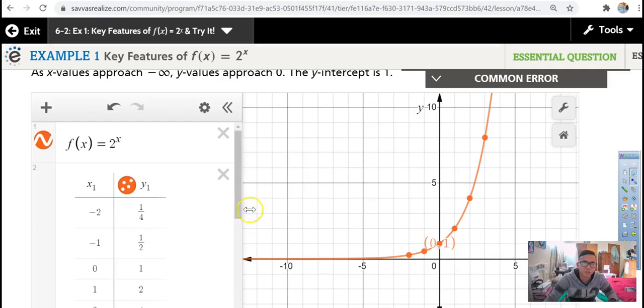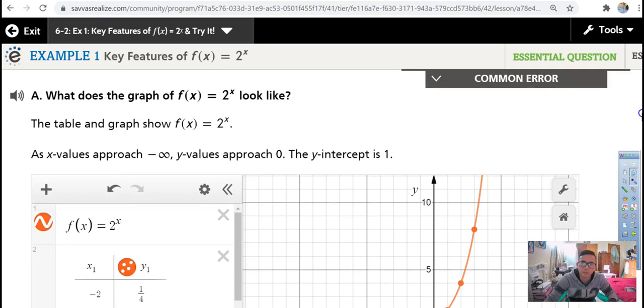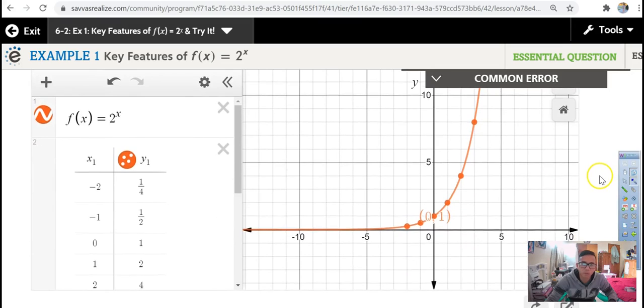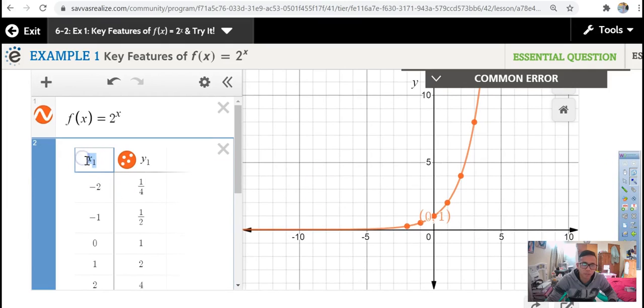All right, so let's take a look at this example here for the key features of f of x is equal to 2 raised to x. So question A, what does the graph of f of x equals 2 raised to x look like? Okay, so the table shown here, if you are going to make a table of values, we have to put a designation on the values of x.